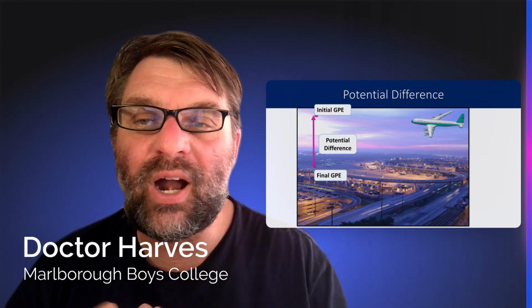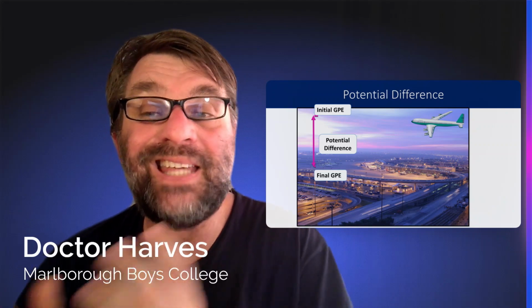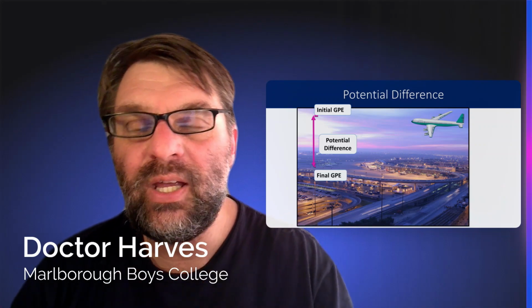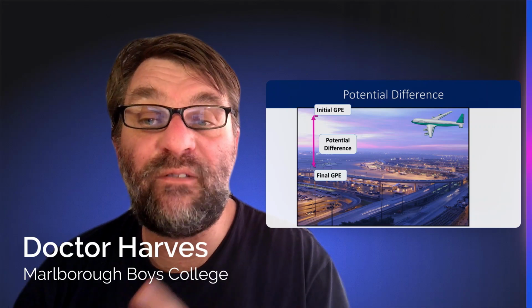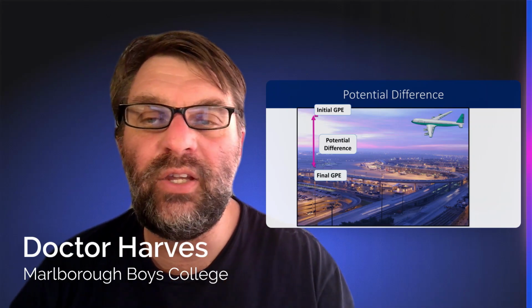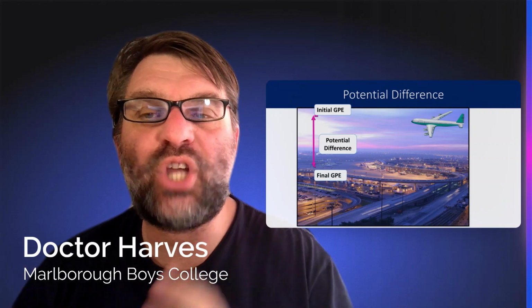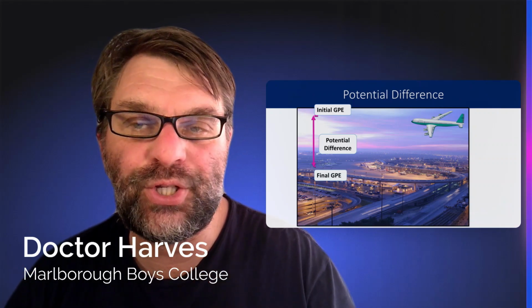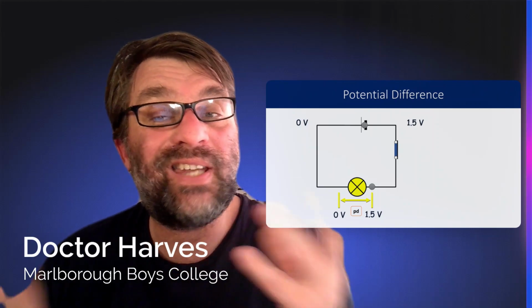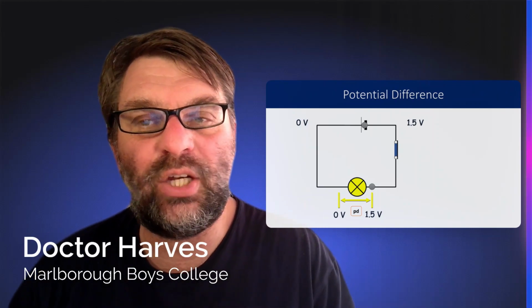So here we have an aircraft travelling at say 30,000 feet. It has an initial gravitational potential energy, and then as it lands on the tarmac, it's going to have a final gravitational potential energy. And the difference in the gravitational potential energy is going to be the potential difference. So this is similar to a circuit where it's now electrical potential energy difference.